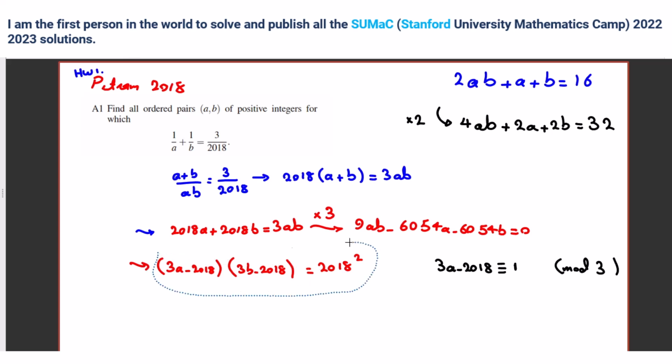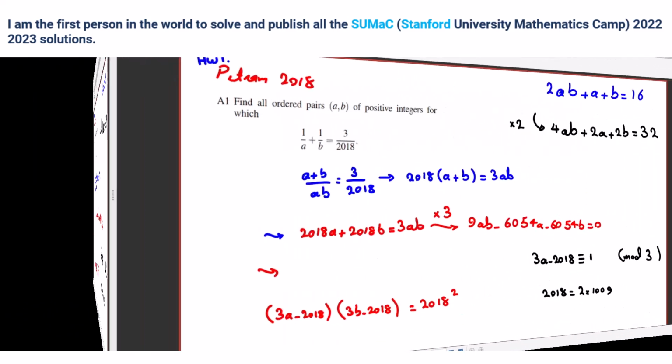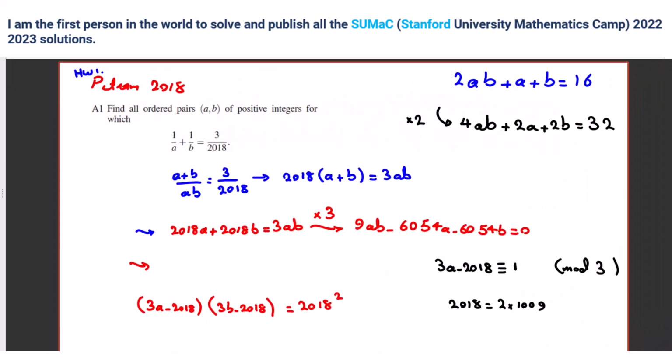Now, 2018, if you prime factorize, is equal to what? It is 2 times 1009, right? Yes. Did you prime factorize 1009? It seems to be a prime number, sir. Okay, you should check divisibility until what number? I'm not sure what's the standard number that you should check until, sir. I just check until like 7.